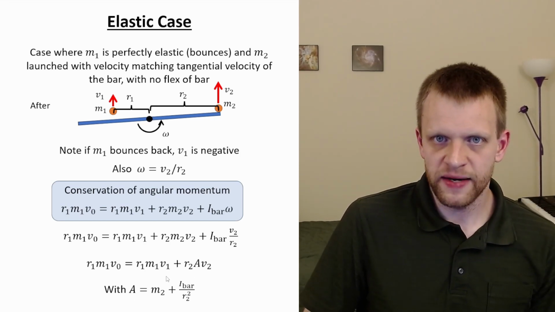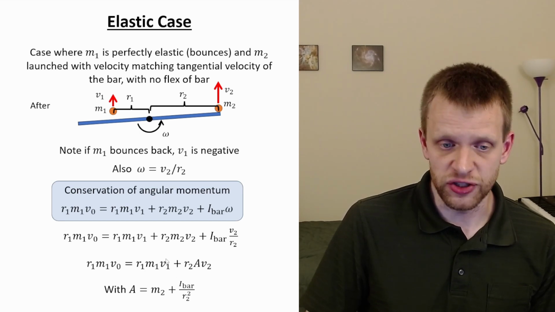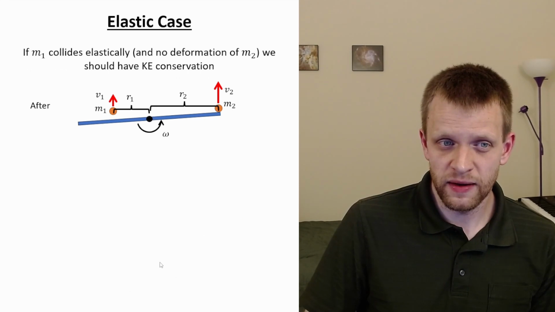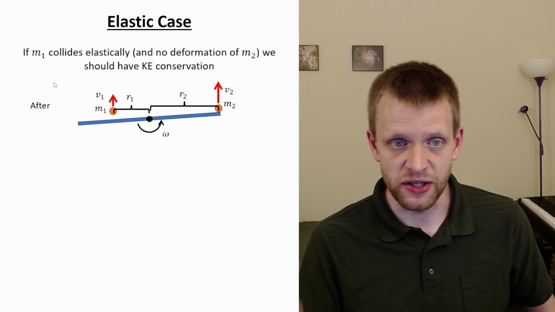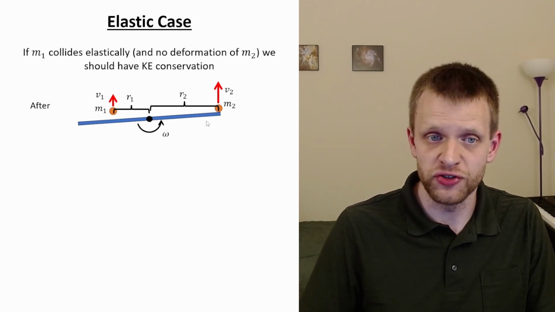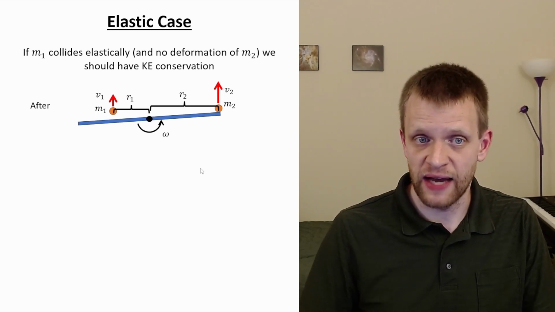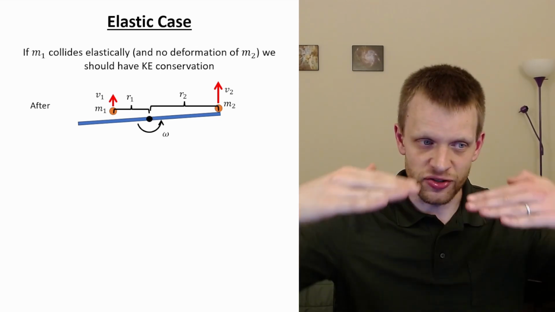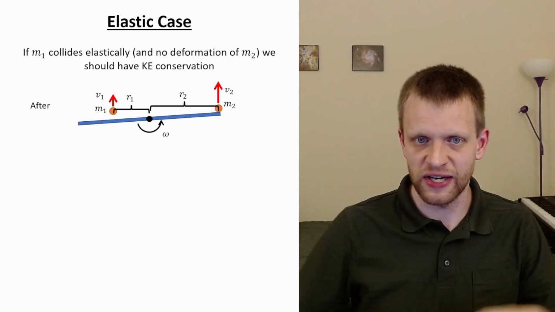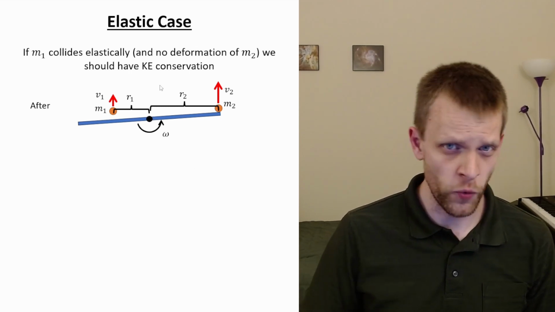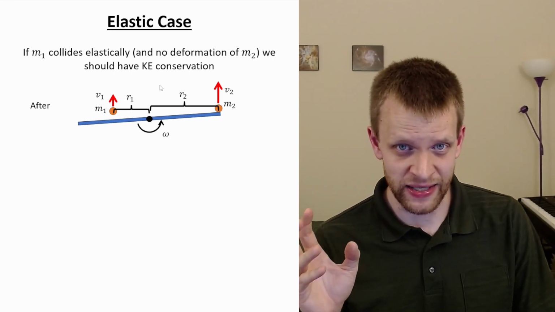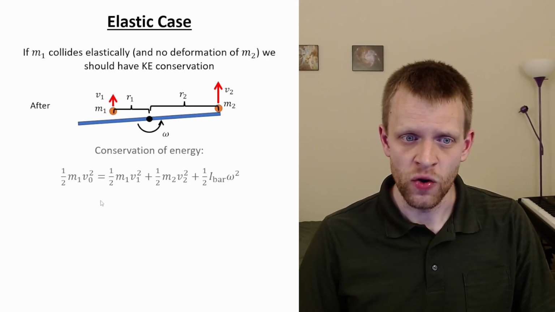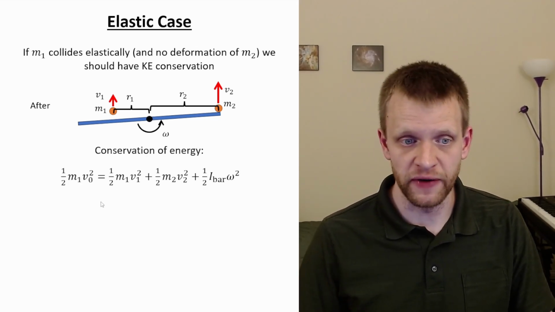But with that in play, what other equations? Because we still have 2 unknowns in here. Well, if M1 is colliding elastically and we don't have any deformation in M2, we should be pretty close to having conservation of the kinetic energy of the system. Again, there's still probably going to be some vibration in the bar itself, but hopefully we'll get pretty close to having an elastic collision. So if that's the case, we can take our equation for conservation of energy.